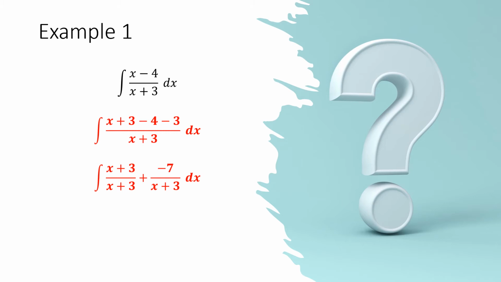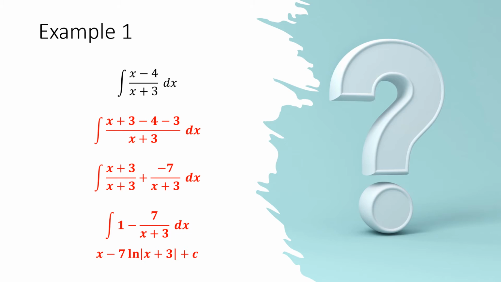And then I can separate my denominator to both parts. So I have x plus 3 over x plus 3 minus 7 over x plus 3. X plus 3 over x plus 3 is simply 1, and then so I have 1 minus 7 over x plus 3, which then I can integrate to be x minus 7 ln|x plus 3| plus c.